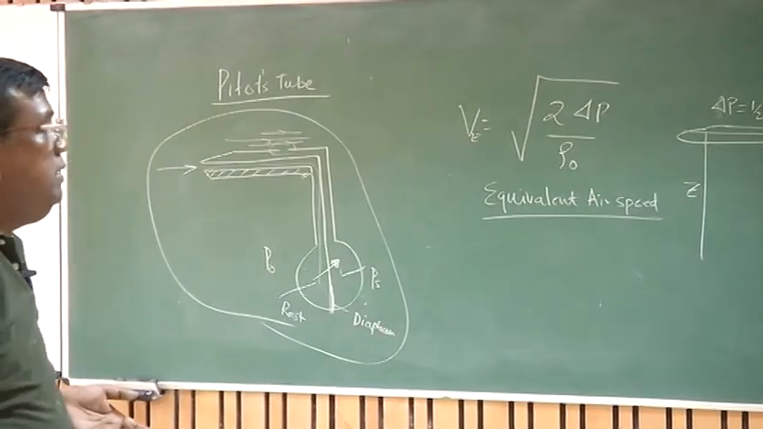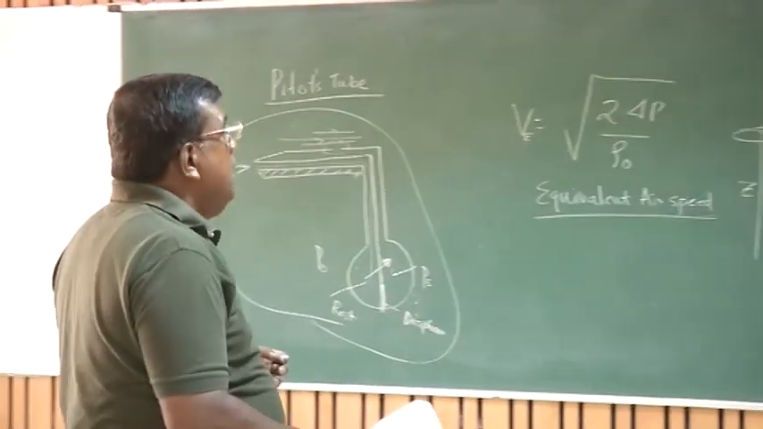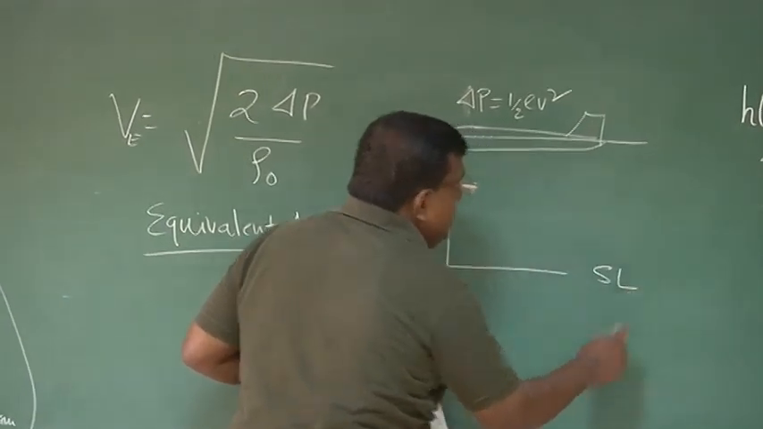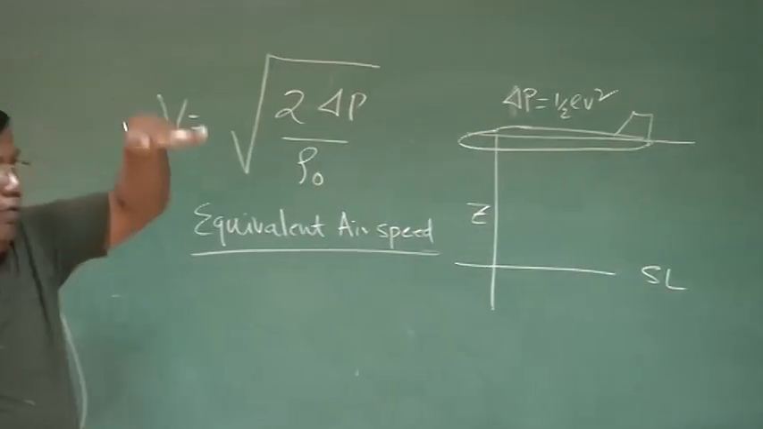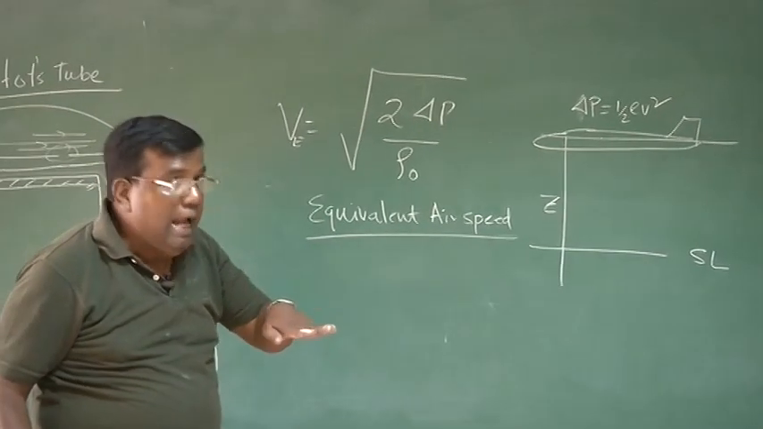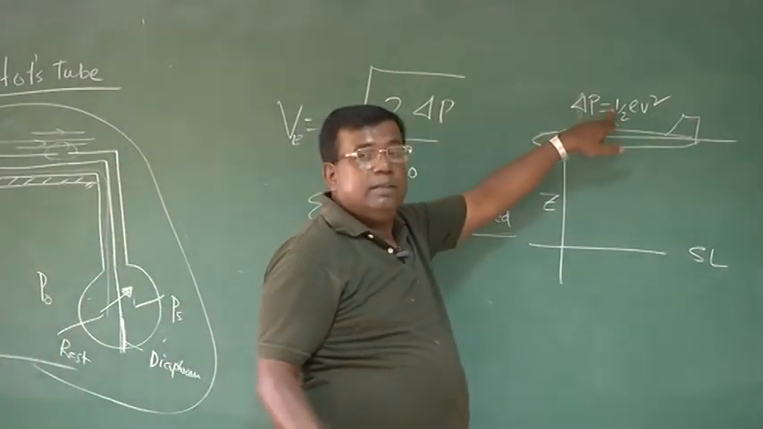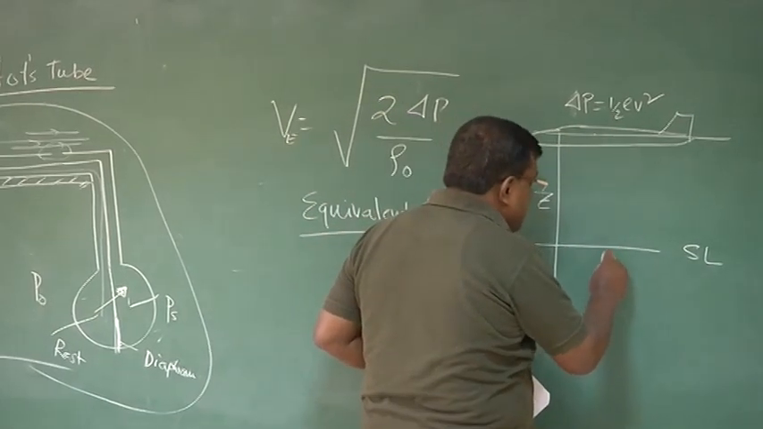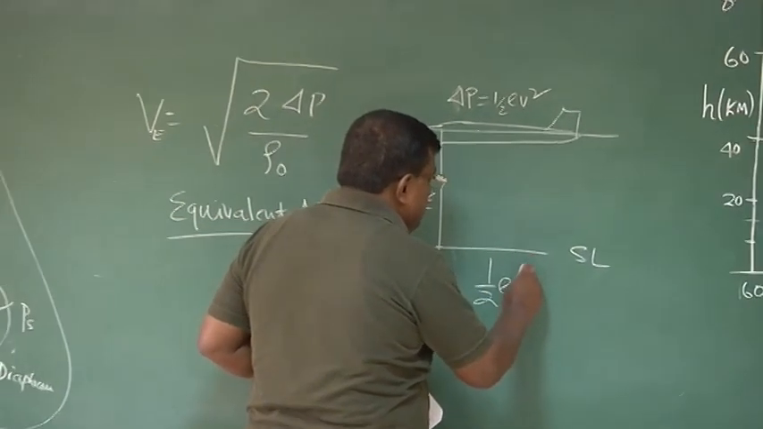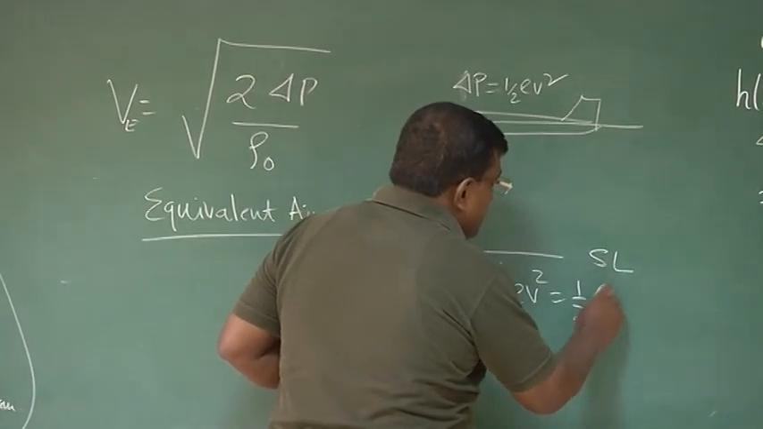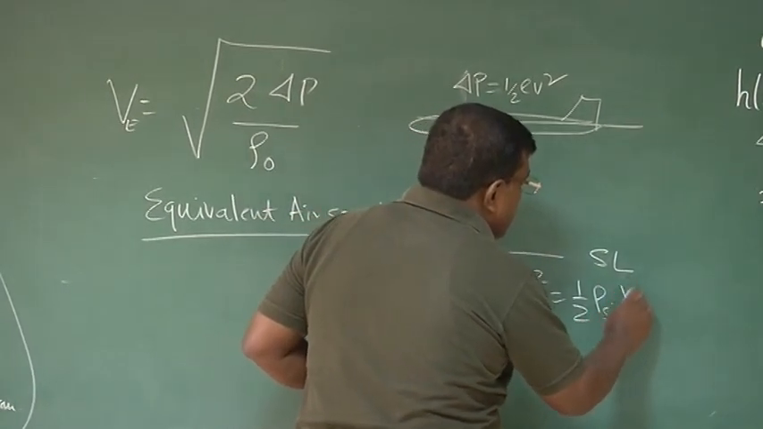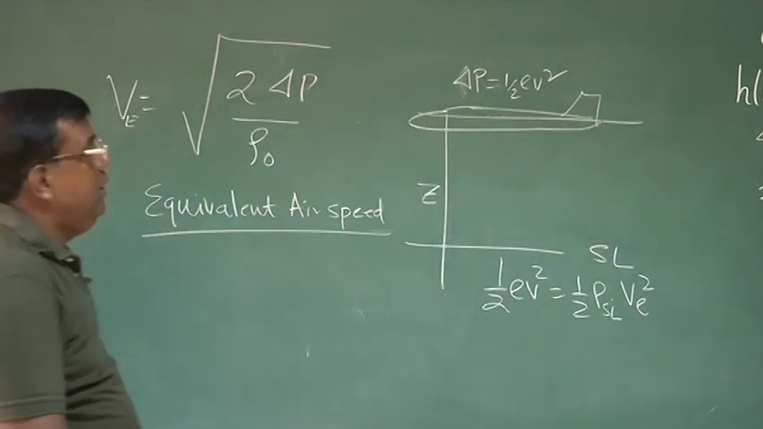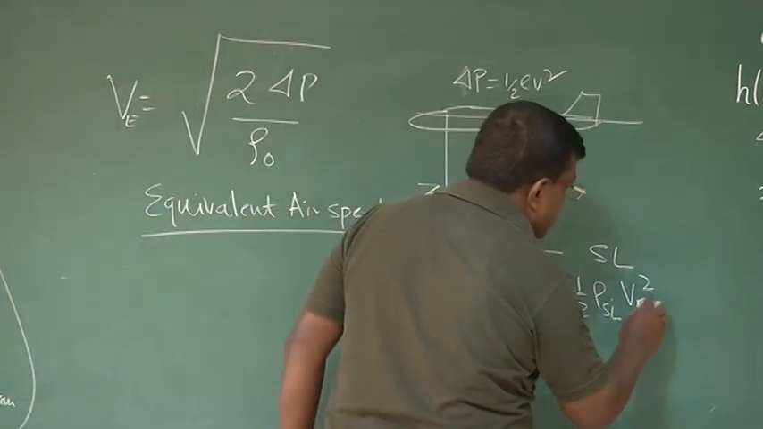What is equivalent airspeed here? If I fly at sea level, I am flying here, now I fly at sea level and duplicate this dynamic pressure. That is, I fly at sea level and duplicate this, and that speed is called equivalent speed, or VE by notation.